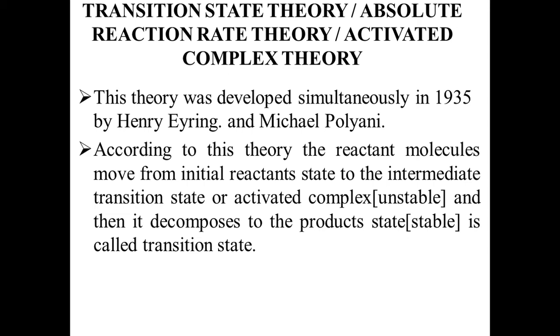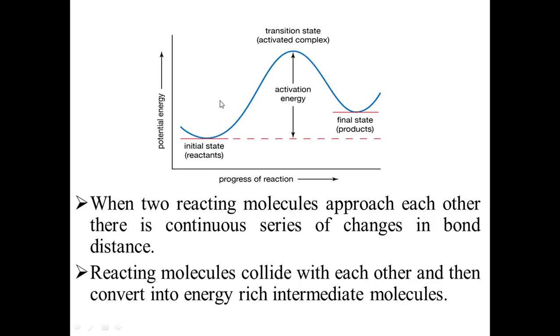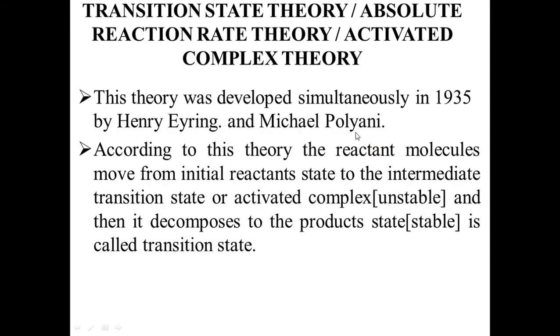According to this theory, the reactant molecules move from the initial state to the intermediate transition state or activated complex, which is unstable, and then it decomposes into the products, the final state, which is stable. This is called the transition state.